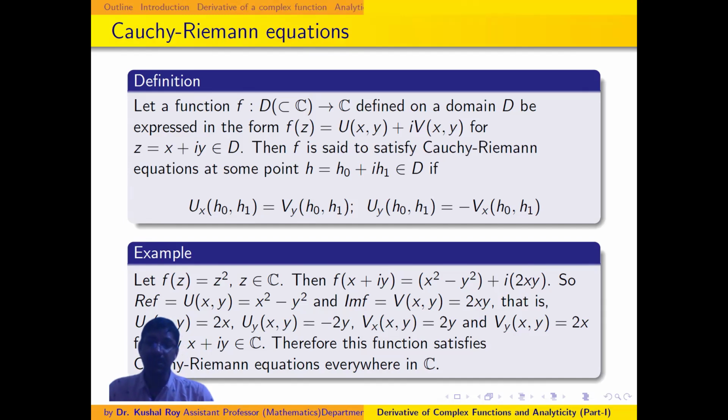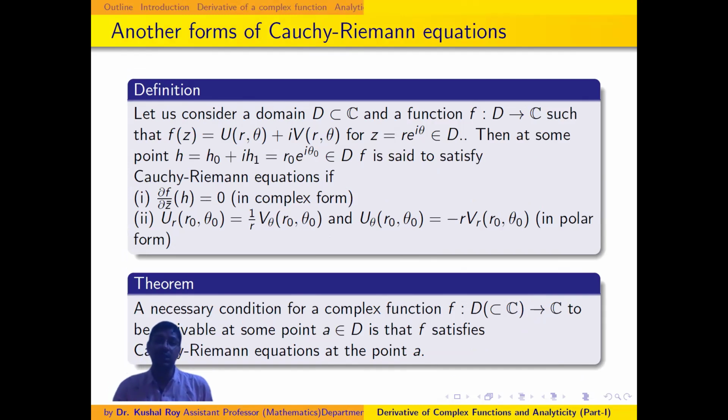Therefore, this function satisfies Cauchy-Riemann equations everywhere in C, because u_x equals v_y and u_y equals minus v_x here. And z equals x plus iy is an arbitrary point. That means it satisfies Cauchy-Riemann equations everywhere in C.